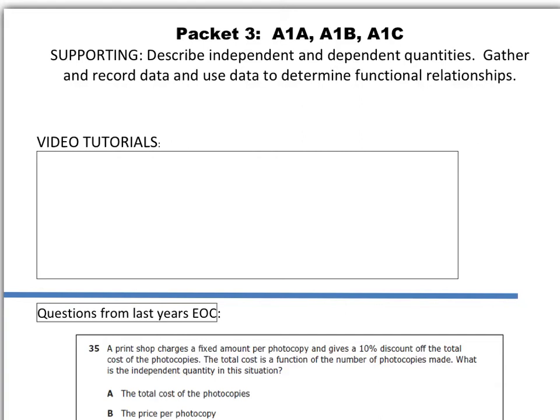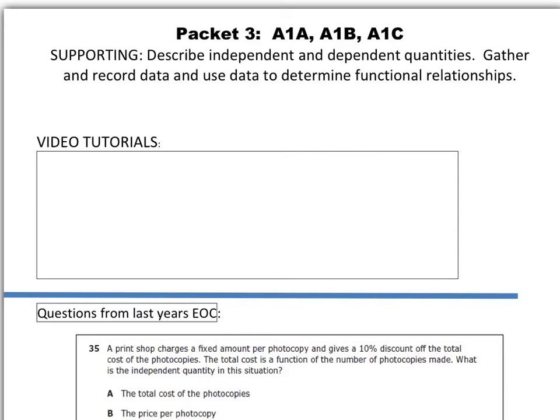For packet 3, the standards are A1A, A1B, A1C. This is a supporting category. It describes independent and dependent quantities, and you're supposed to gather and record data and use that data to determine functional relationships. So again, functions will be on a video that's to follow. It's right below on your cover sheet.